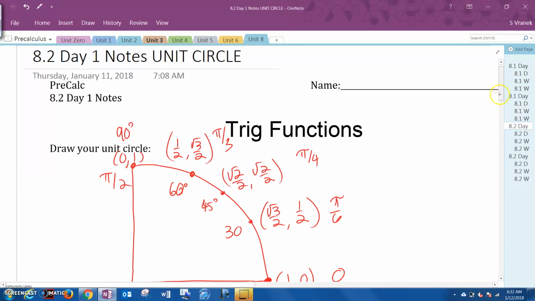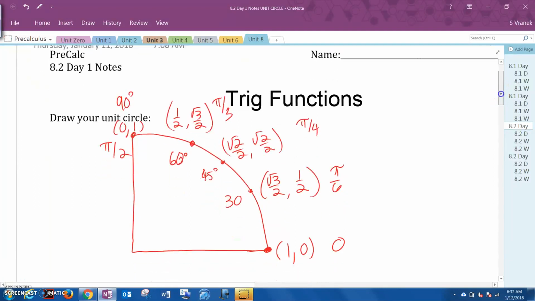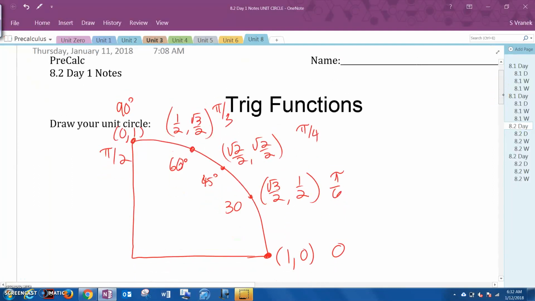Alright class, we're going to talk about the unit circle some more today. So right in front of you right now, you're supposed to draw your own unit circle. What I really did was just draw quadrant 1 of the unit circle. If you want to pause the screen right now, I'm going to do that a couple times in this video just to save some time. Pause the screen and write this down.